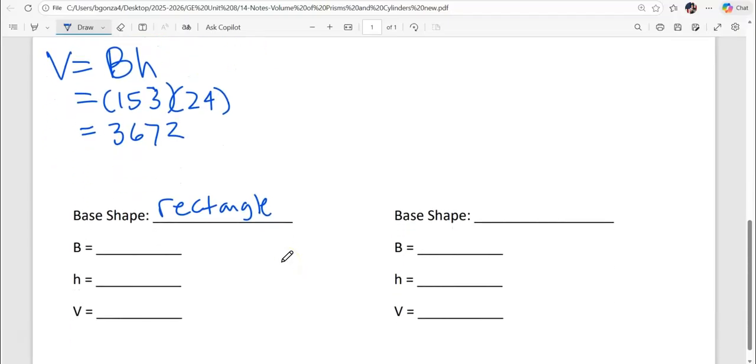All right. So we found the big B was 153. We said the height was 24. Base times height, 3,672. Okay, is that something you can do on your own? Kill it over here. Now, don't forget your units of measure.